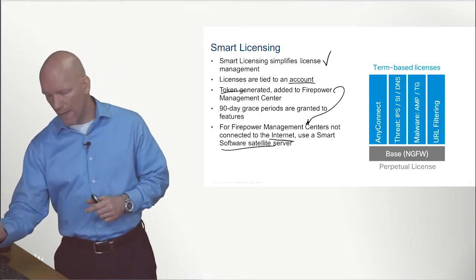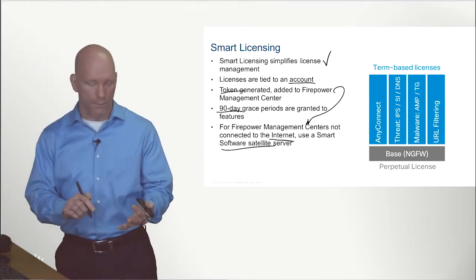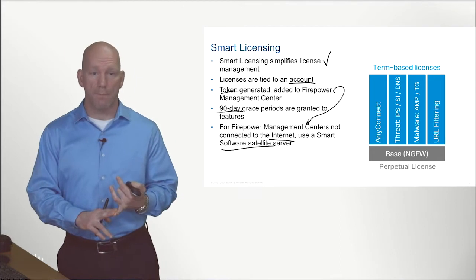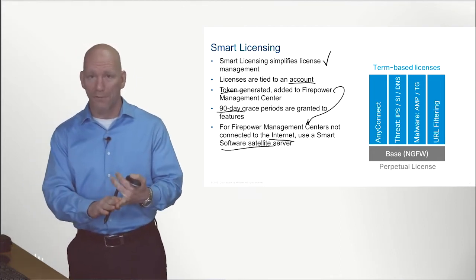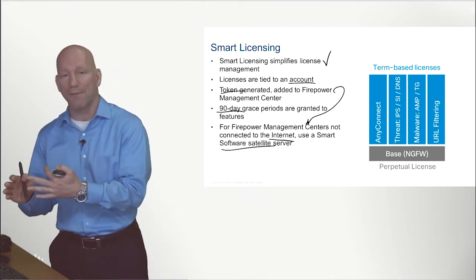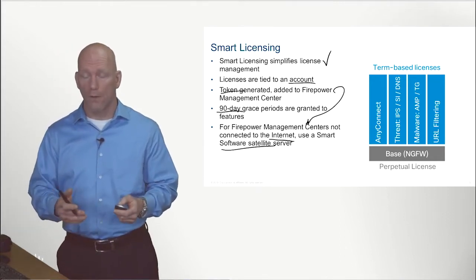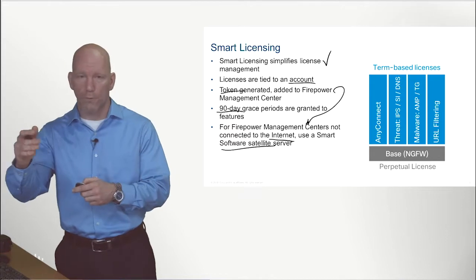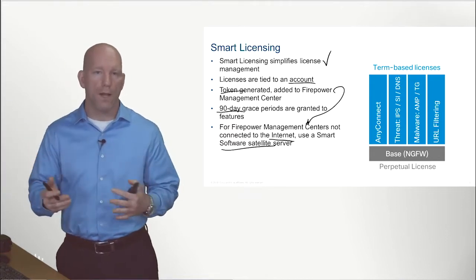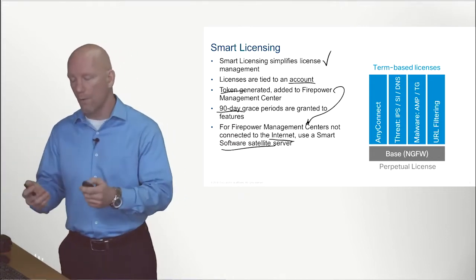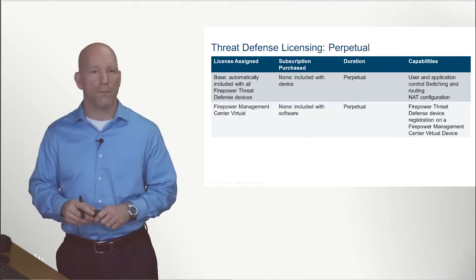But again, what's really nice is if you're in the process of evaluating what license might be best for you, or you turned on a feature and realized, oops, I didn't have the license, you have yourself a 90-day grace period. So you don't have to sweat too much while you're trying to get the approval, get your PO number, and then finally get it over to Cisco for the actual license of the feature that you need.